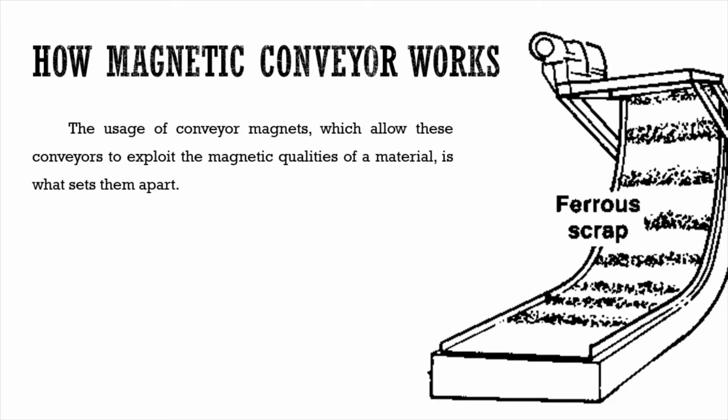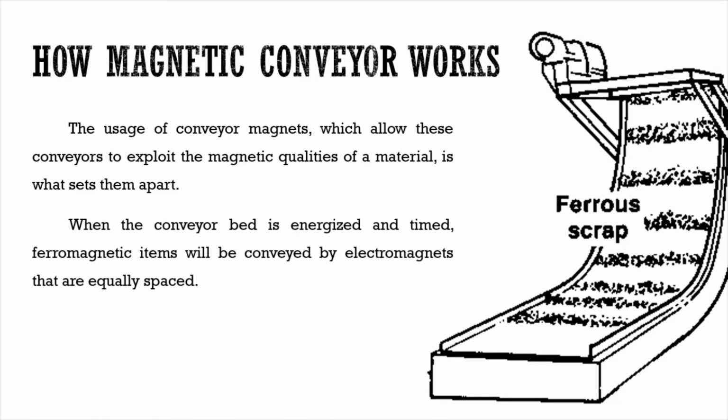How magnetic conveyor works. The usage of conveyor magnets, which allow these conveyors to exploit the magnetic qualities of material, is what sets them apart. Because the magnetic pull is strong enough to withstand gravity, these conveyors can be utilized in any orientation, including horizontal, inclined, vertical, and even upside down. Depending on the application, this strength can be adjusted, allowing both light and heavy goods to be transferred if they are magnetic in nature.